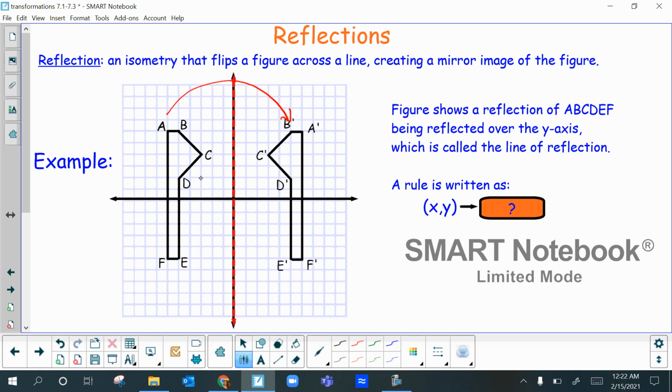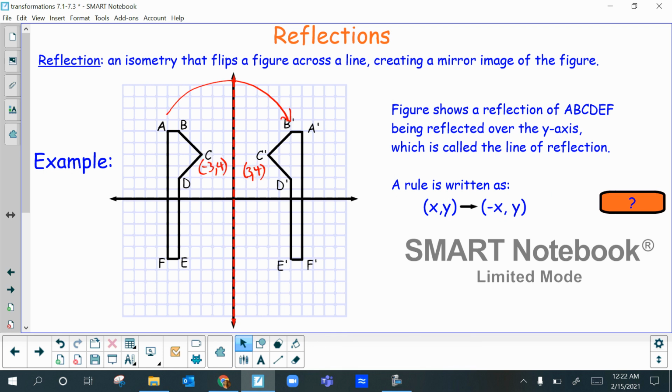3, 1, 2, 3, 4. So C is at -3, 4. And C prime is at 3, 4. So all you notice is that the sign changed on the x. So you're going to see in the rule that it's simply just -x, y. So this is always going to be the rule for a reflection over the y-axis.